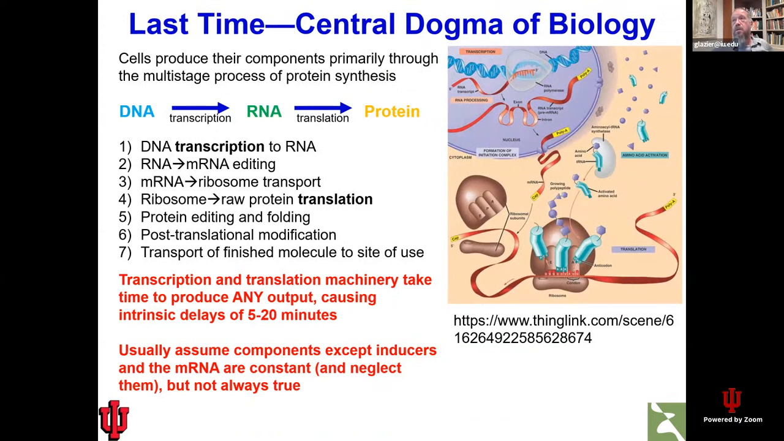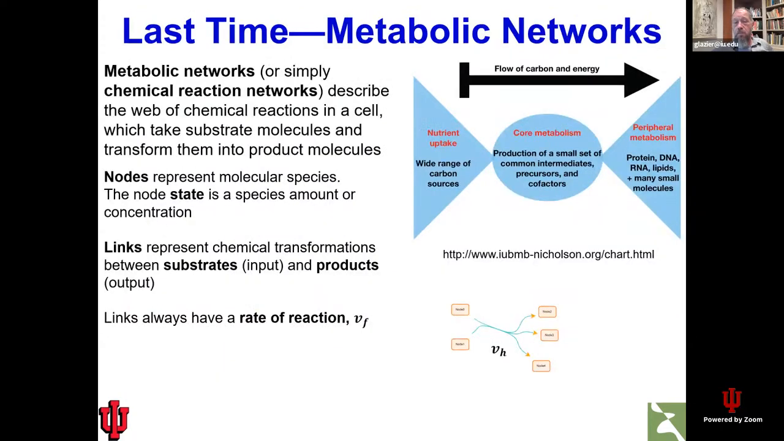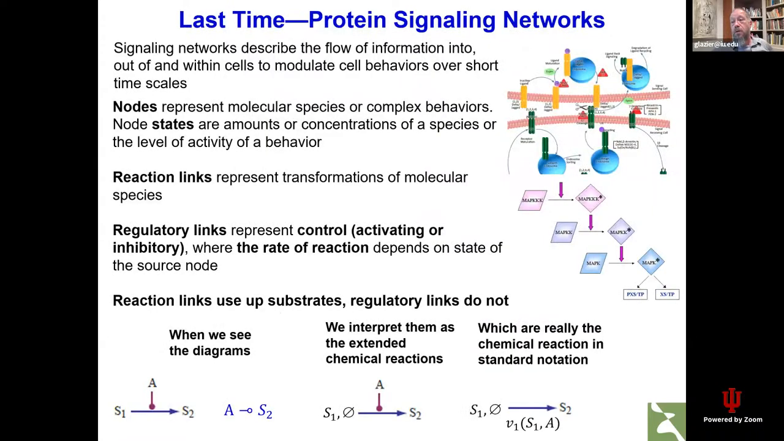So just to quickly review, we started out last time, one of the key concepts we looked at was the central dogma of biology, DNA to RNA to protein, and thought about what that meant in terms of time scales. And we talked about some of the main network classes, metabolic or chemical reaction networks that typically describe the rate of production of components in the cell. Protein signaling networks, which really are the thing we're going to focus on the most in this class, and how to interpret them, because the notation for protein signaling networks doesn't really correspond to chemical reactions very well. So we have to understand how to interpret those to write them as chemical reactions.